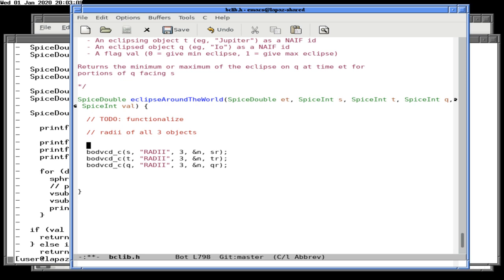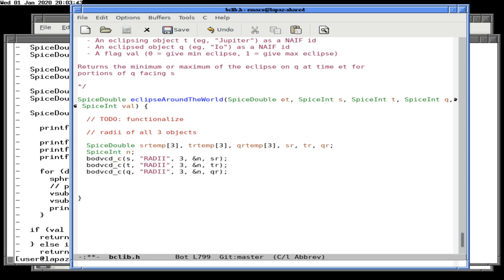So what we're going to do here, we're going to declare srtemp. This is horrible behavior. srtemp, trtemp, and qrtemp. As you can imagine, those are going to be the arrays. And then sr, tr, and qr to hold the actual radii. We also need to send it a variable n, which it returns, telling you how many elements it's returned. In the case of radii, it's always going to be 3, but you still need to send it in. So we do need a SpiceInt n.